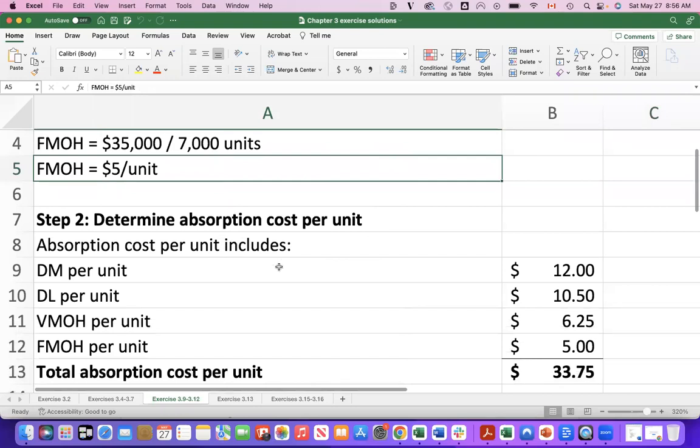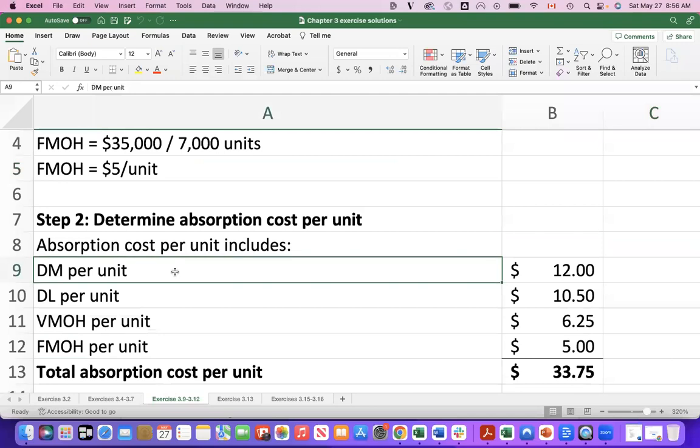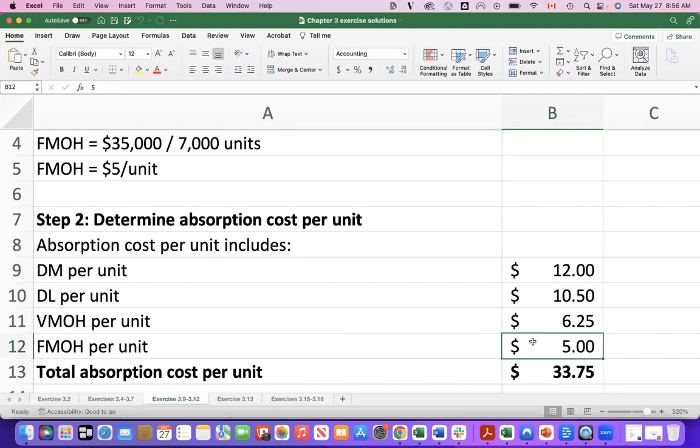Remember our formula for determining absorption cost, in this case per unit, it's all your product costs. It's your traditional product costs. It's your direct material, it's your direct labor, and it's both your variable and fixed manufacturing overhead. So direct material per unit was $12 a piece. Direct labor per unit was $10.50. Variable overhead of $6.25, and we just calculated fixed manufacturing overhead per unit to be $5. So under absorption costing, we get a product cost per unit of $33.75.